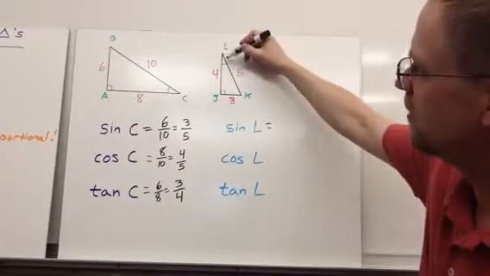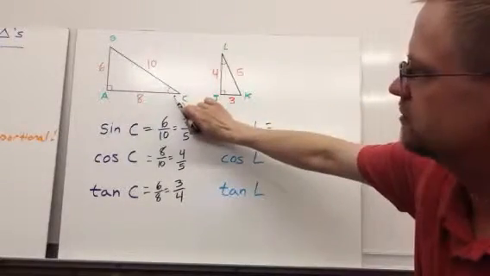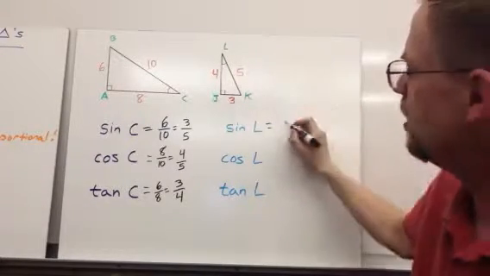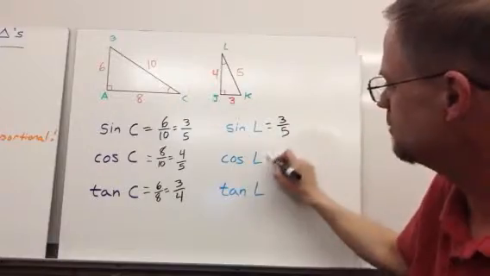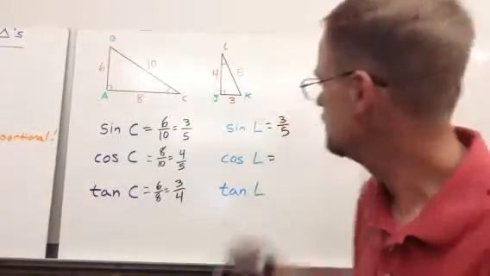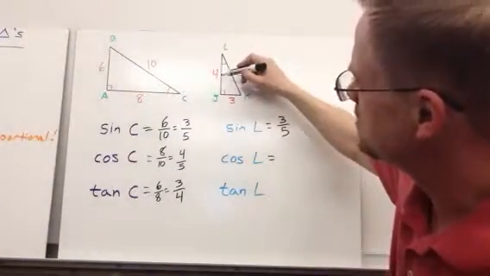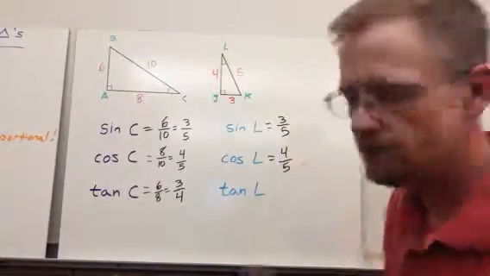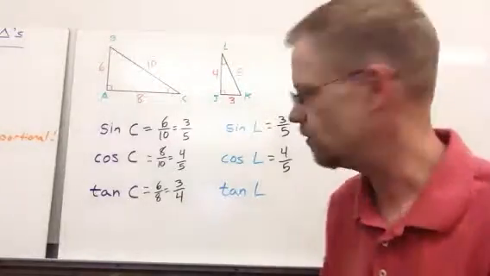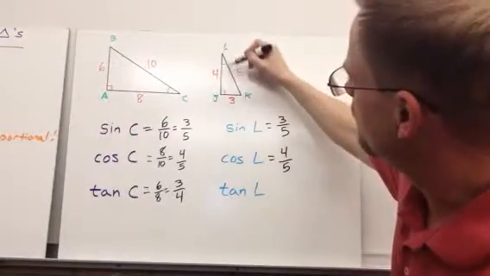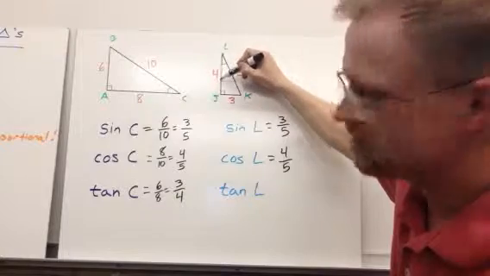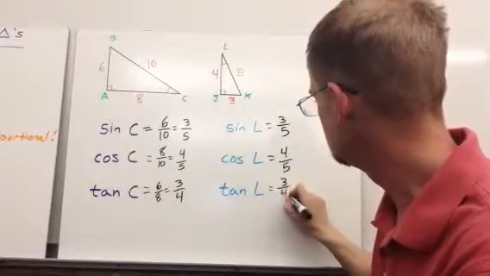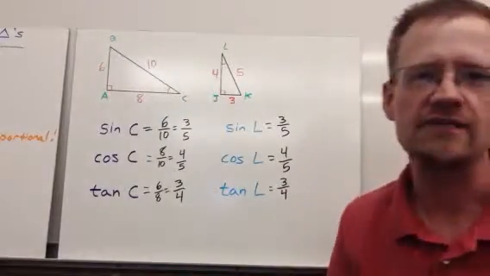So we're going to look at angle L. That is the corresponding angle to angle C. For L, the sine is the opposite over the hypotenuse, or 3/5. We can't reduce that any further. Cosine is the adjacent over the hypotenuse. Adjacent is 4, hypotenuse is 5, so cosine is 4/5. The tangent of L, the opposite is 3 and the adjacent is 4, so 3/4.